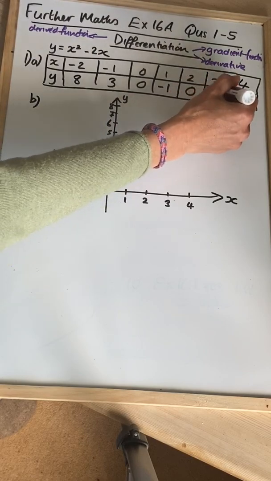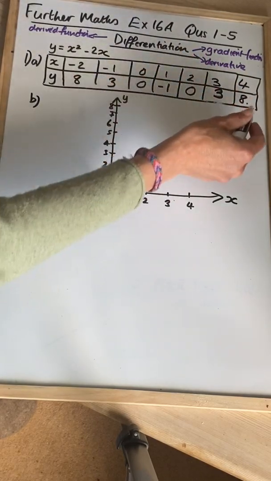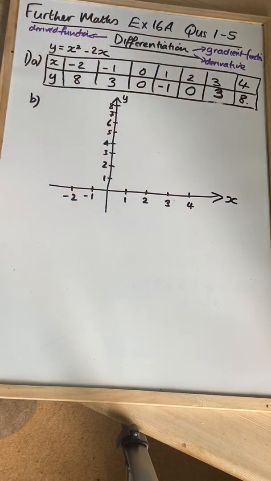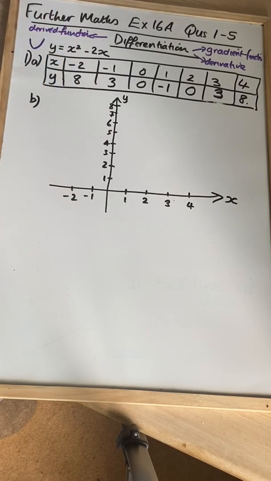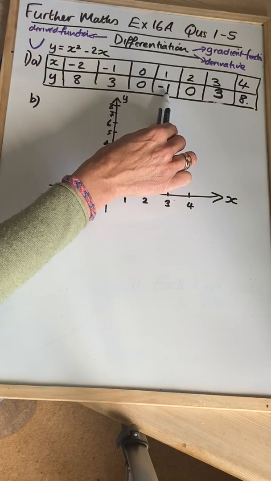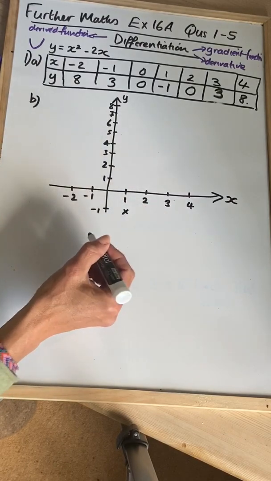Now, I would have expected a bit of symmetry with this table of values, and the reason I would have expected some symmetry is I know that quadratic is going to give me a parabola, a U-shaped curve, and that it is symmetrical about its minimum point. So I can see that my minimum point here is at 1, minus 1, so I'll just pop that onto my graph. There's 1, minus 1.